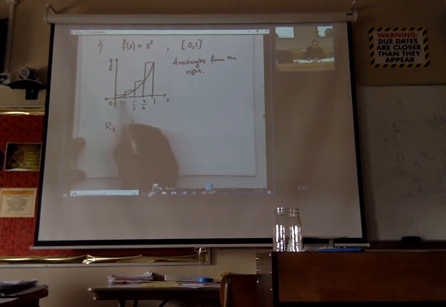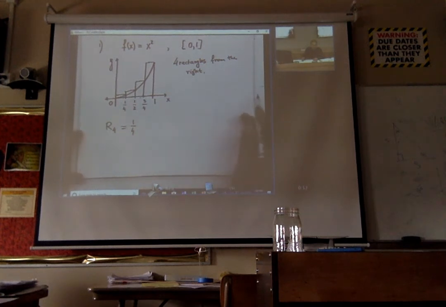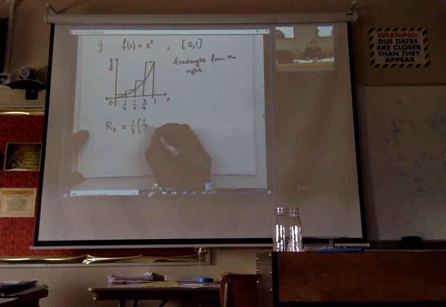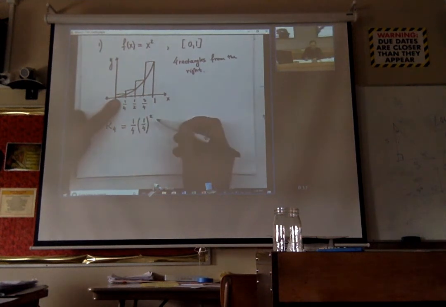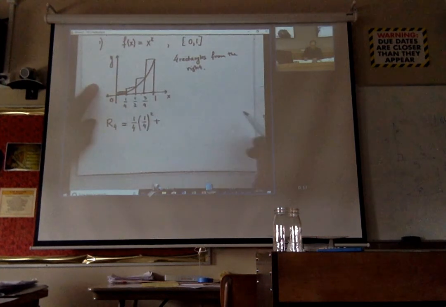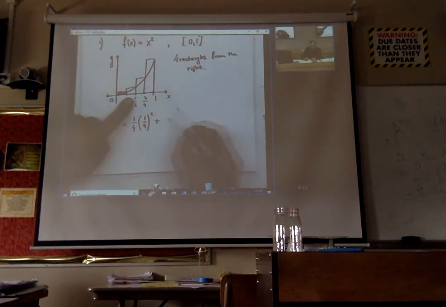So, if you're looking for the area of this small rectangle, the base is 1 over 4. Remember set distance right here is 1 over 4. But how do you know the height? Plug that into x squared. So you take 1 over 4 and put it into your function. So you have 1 over 4 times 1 over 4 squared. So that gives you the area of this rectangle. Plus, again you have next rectangle, base is 1 over 4 again. But now I'm going to use 1 over 2 because I'm looking for the height. So I have 1 over 2 squared.